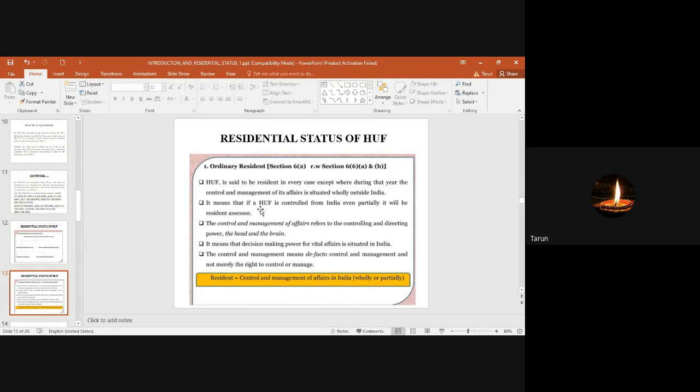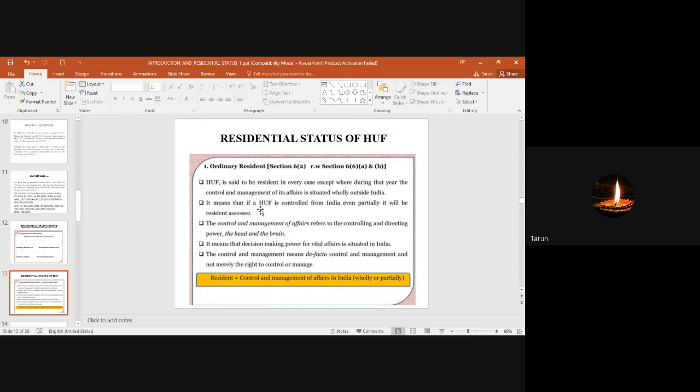It doesn't mean that it is just only to control and manage. No. If you are controlling and managing the business, it should be in India. It doesn't mean simply saying control and manage and you become a resident. No. You should control and manage that particular business, and that business should exist in India. That's called that HUF becomes a resident of India.